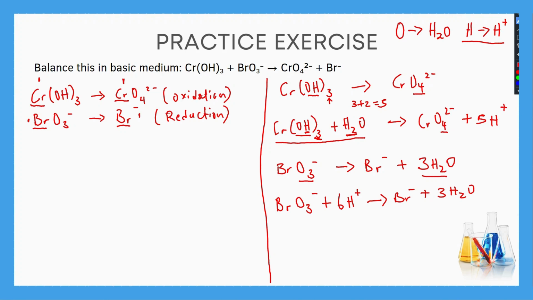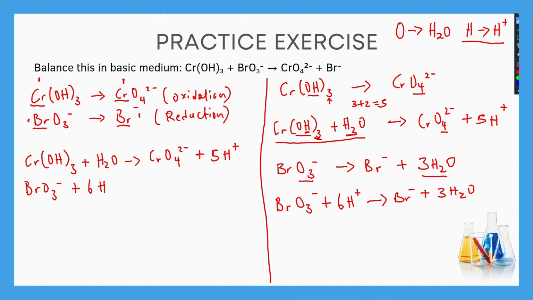For the first one, we have Cr(OH)3 plus H2O giving us CrO₄²⁻ plus 5H+. And then we have BrO₃⁻ plus 6H+, giving us Br⁻ plus 3H2O. So I'm sure you can see how we've gotten to this step.